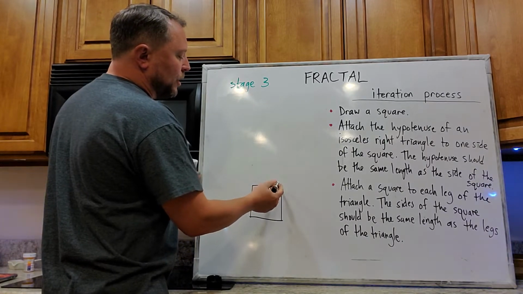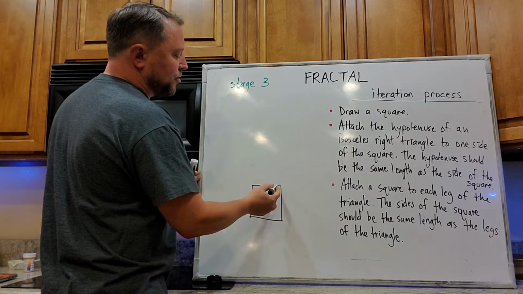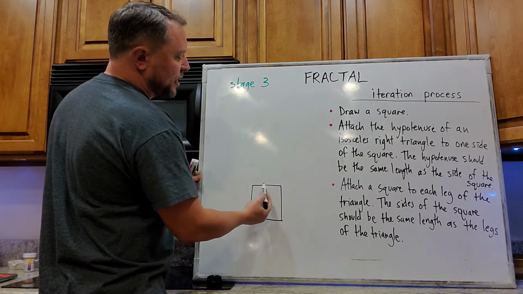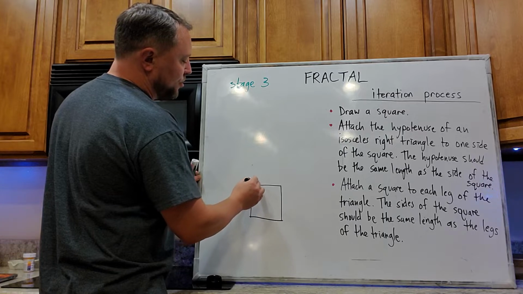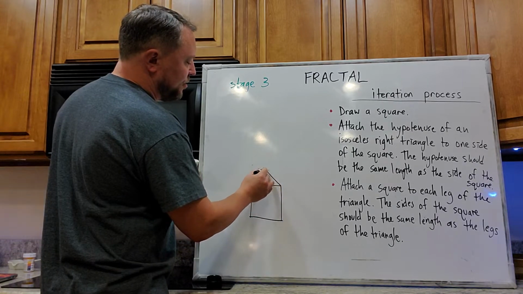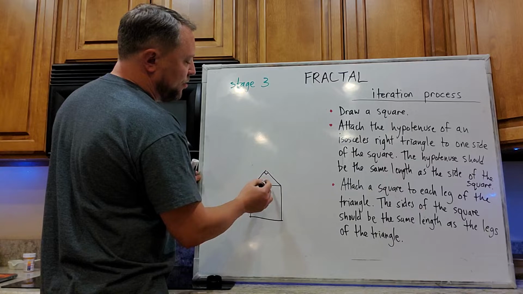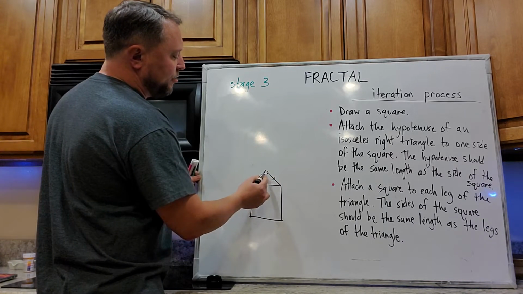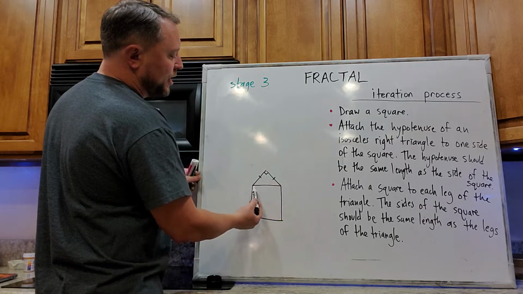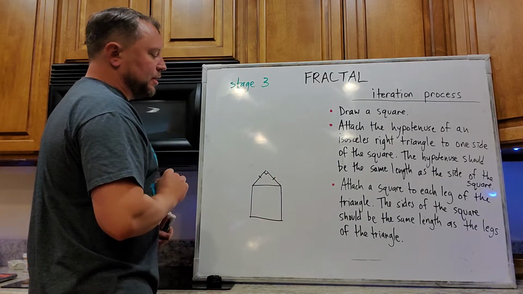But we're going to attach a right isosceles triangle such that this side of the square here is going to be the hypotenuse. So it might look something like this, where there's the right angle, there's a right triangle. These two would match. It's right isosceles, and the hypotenuse is attached to the square. See?